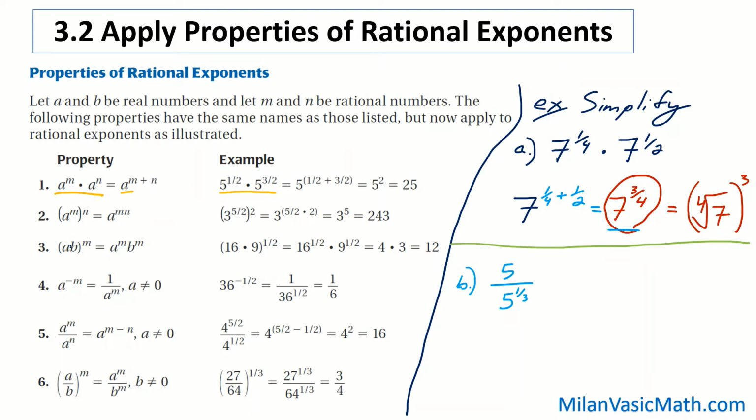5 divided by 5 to the 1/3 power. Well, this looks like the quotient rule. I have the same base of 5, and the 5 in the numerator, its exponent is 1. So we keep the base, and we subtract the exponents. So this becomes 1 minus 1/3. And our final answer is 5 to the 2/3 power.